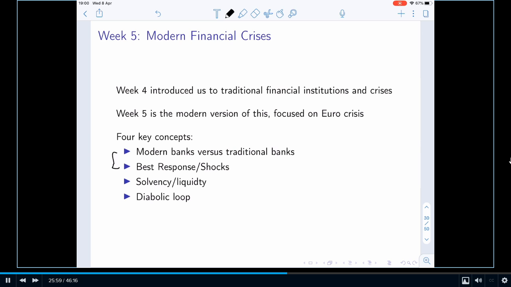Okay, and then a second kind of framework for thinking about financial crises, in particular in the euro area, is thinking about this distinction between solvency and liquidity in markets with financial frictions. This is going to be very useful, for example, for thinking about sovereign debt crises. And then finally, we're going to think about the diabolic loop, which is going to incorporate a bunch of stuff that we've already touched upon in the previous three broad areas.